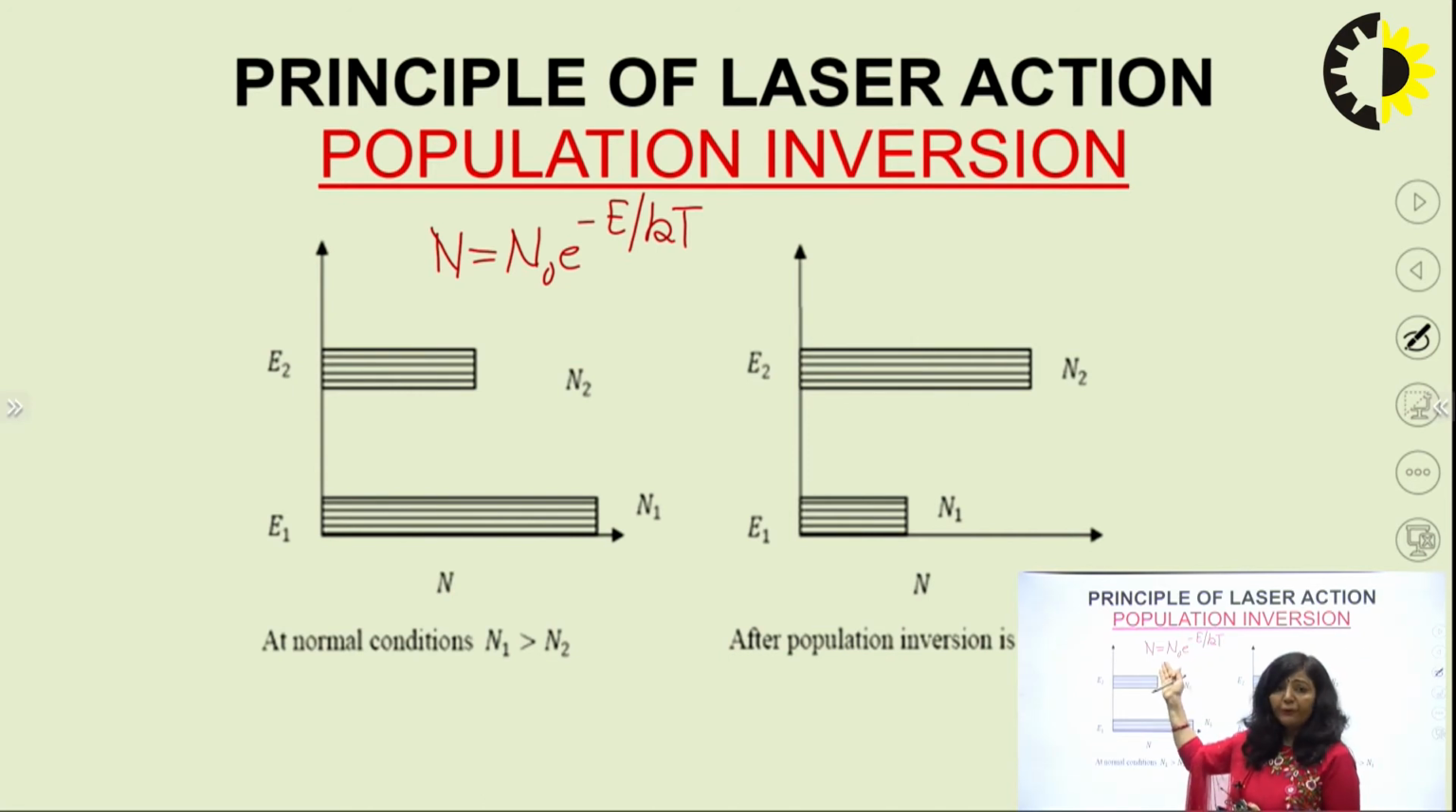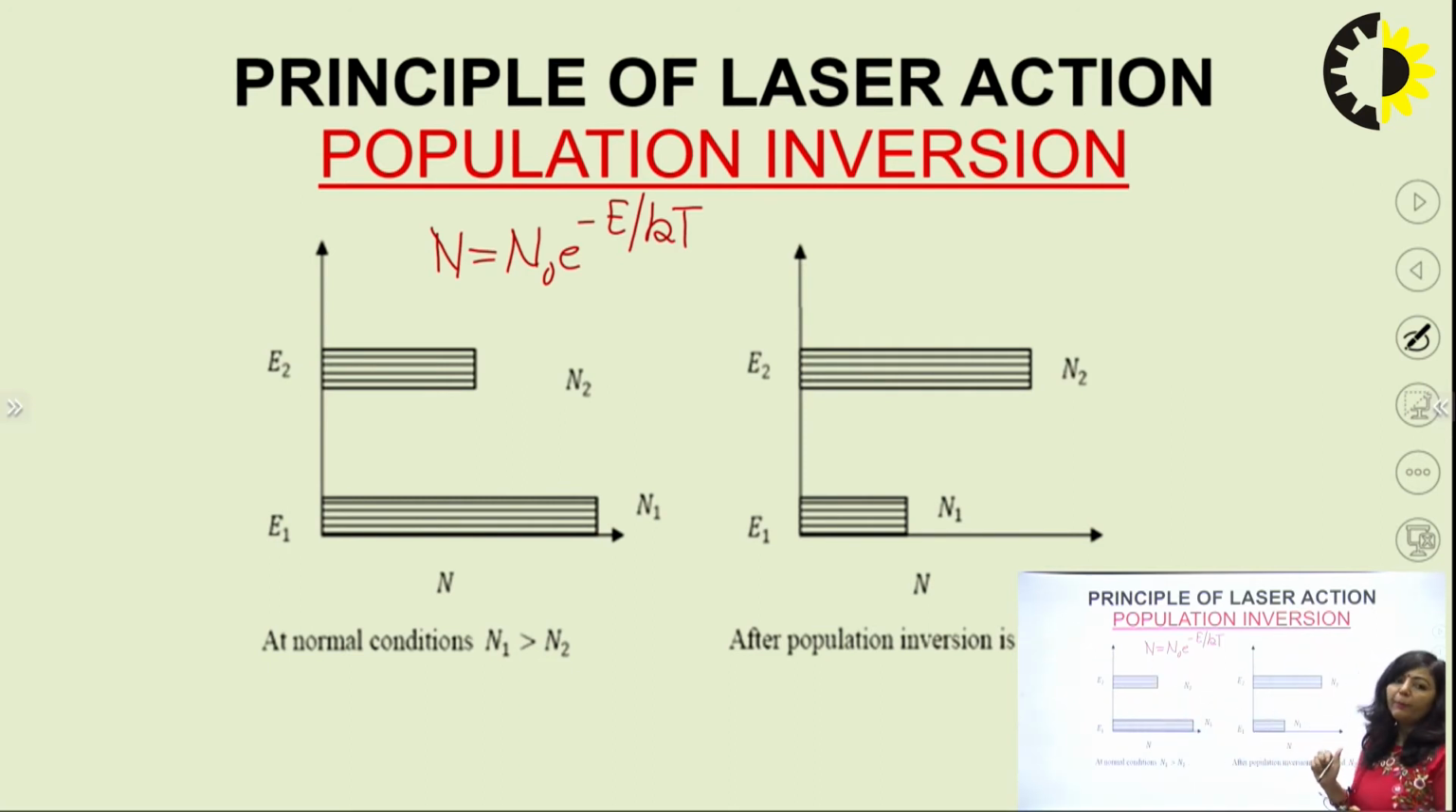So as you can see from this mathematical expression, in normal condition, at any temperature T, the lesser the energy, the greater the population. E1 is lesser than E2. So for state 1, which has energy E1, the population is very, very high, whereas state 2, which has greater energy, has a comparatively very low population as compared to state 1. This is the normal population.